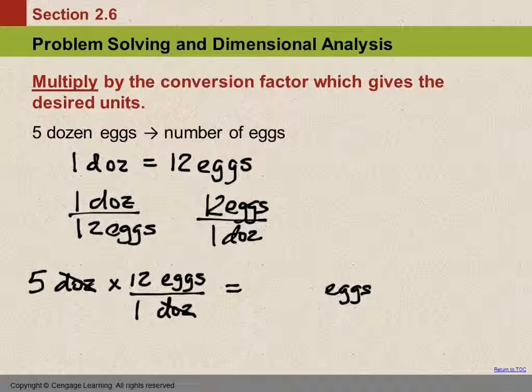We're left with the unit eggs, number of eggs. So we get all the units to work out. Then we do the math. We've got 5 times 12 divided by 1, and that's how you got 60 eggs when you did it in your head. Any questions?